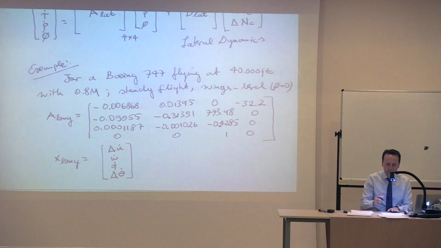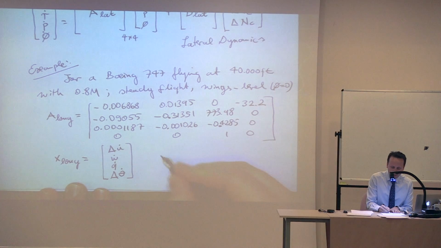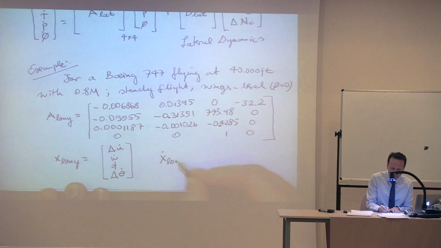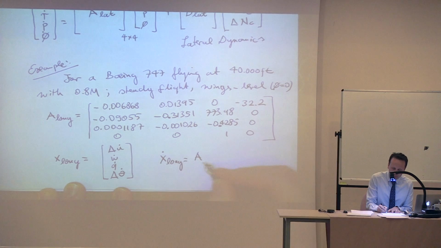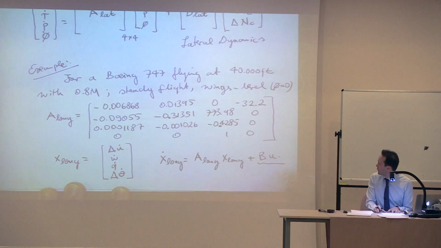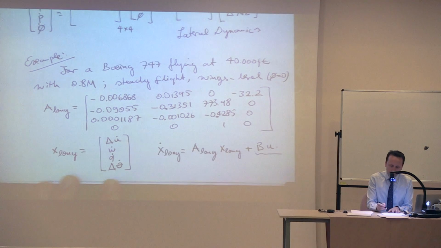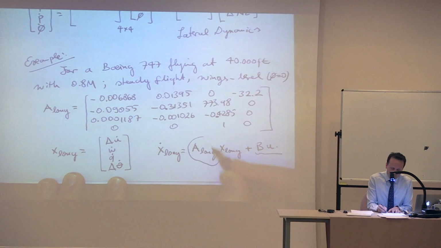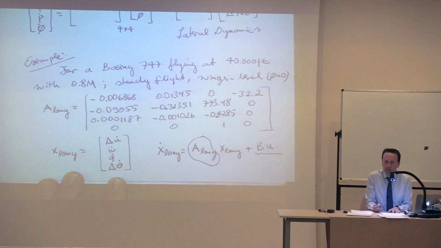So what can we do now? Now this is something like this. X long dot is equal to A long X long plus the controls, right? The B matrix and the controls. We don't really care about this too much at this point. We are looking at the stability of the longitudinal dynamics.